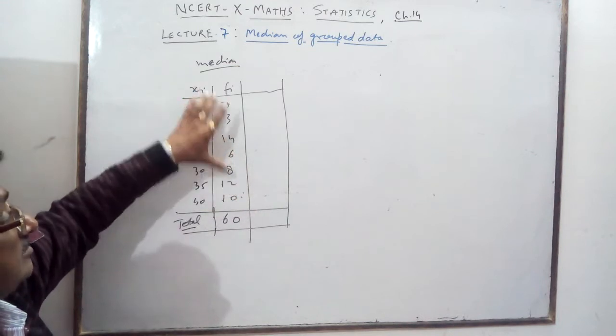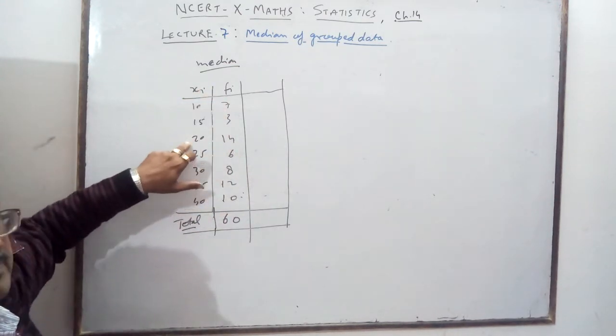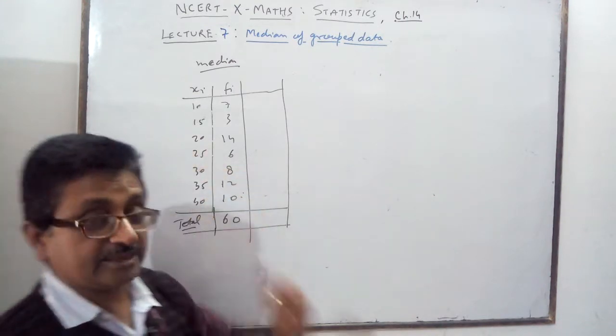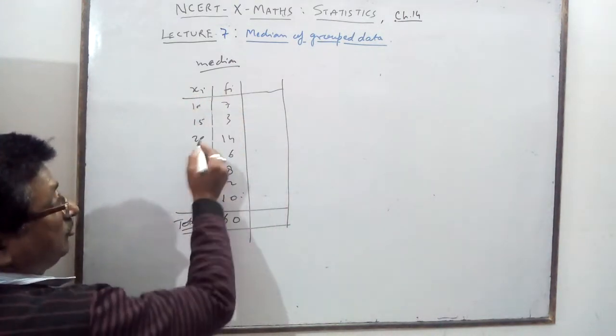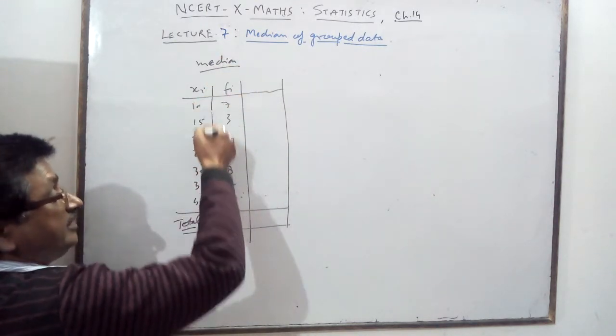14 is the maximum frequency, and the variate with the maximum frequency is 20. It means 20 repeats 14 times. So the mode is 20. But for the median, you want the middlemost value, and the data is given in order.